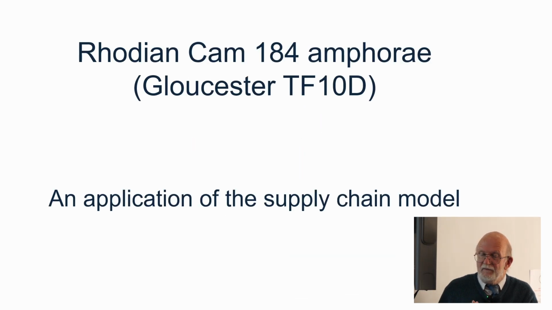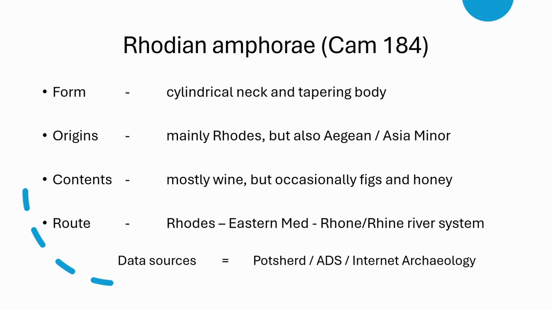I want to apply that conceptual model to a very simple product, and that's, with the Gloucester connection, the Rhodian amphorae, the Gloucester type fabric 10D. In terms of that particular product, we're now into the second part, the application part of the talk. The Rhodian amphorae, I'm sure most of you will be well familiar with this particular type of vessel. If not, I gather you're going to be looking at one this afternoon in the museum, so you can actually see one hands-on. But they are cylindrical-necked amphorae with tapering bodies.